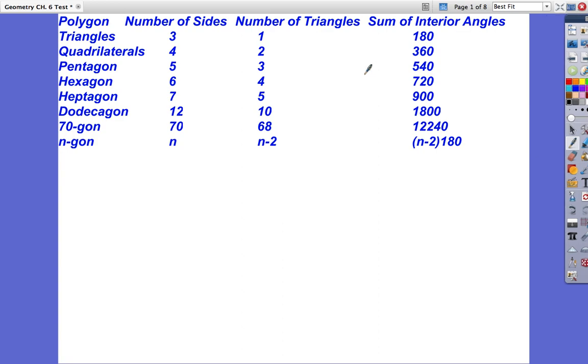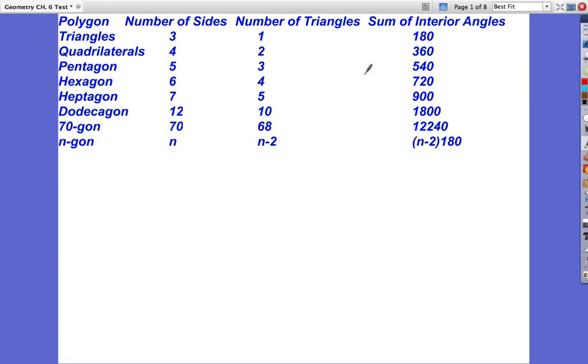Okay, we will be reviewing Chapter 6 test solutions and answers. Now, for number 1, there was a chart which had polygons, number of sides, number of triangles, and sum of interior angles in a chart form. For triangles, the number of sides is 3, the number of triangles was 1, and the sum of the interior angles was 180.